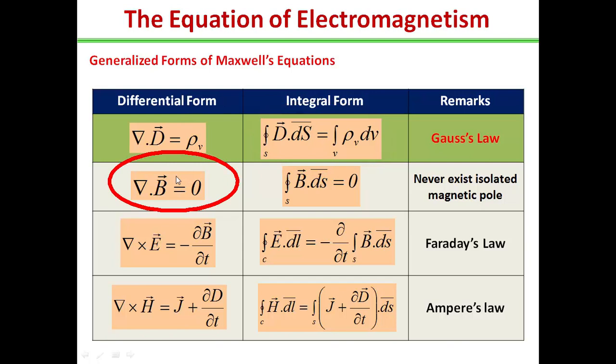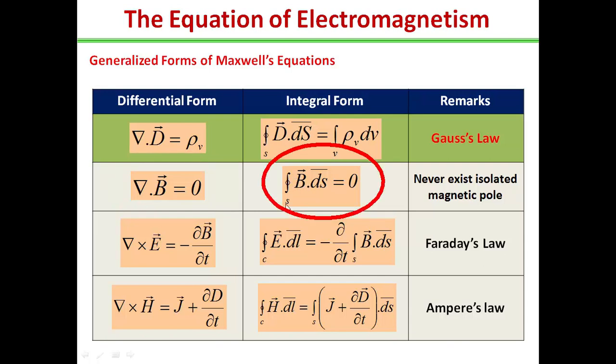The second equation of Maxwell is Gauss law of magnetostatics, which is defined in the differential form as del dot B is equal to 0, whereas in the integral form, closed surface integral B dot dS is equal to 0. And this shows that isolated magnetic poles never exist. It always exists as a north pole with a south pole or a south pole with a north pole.